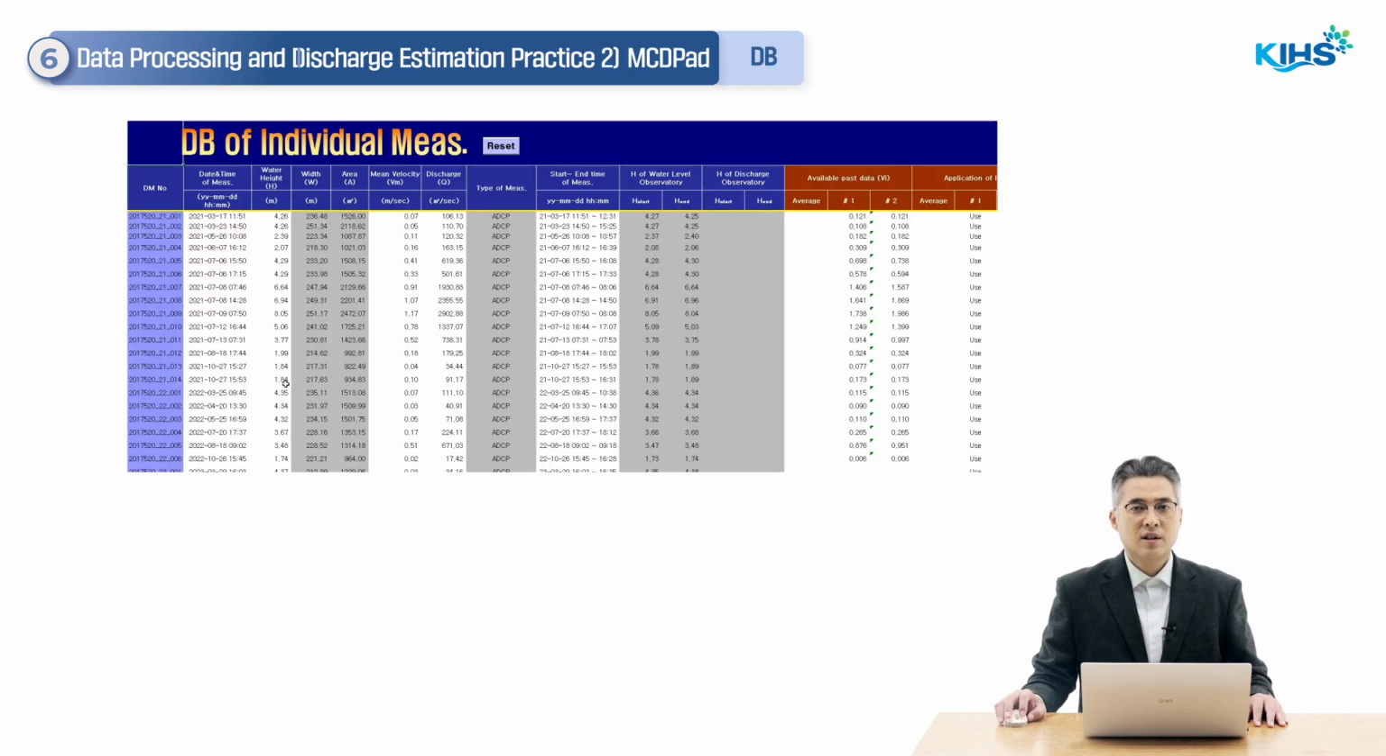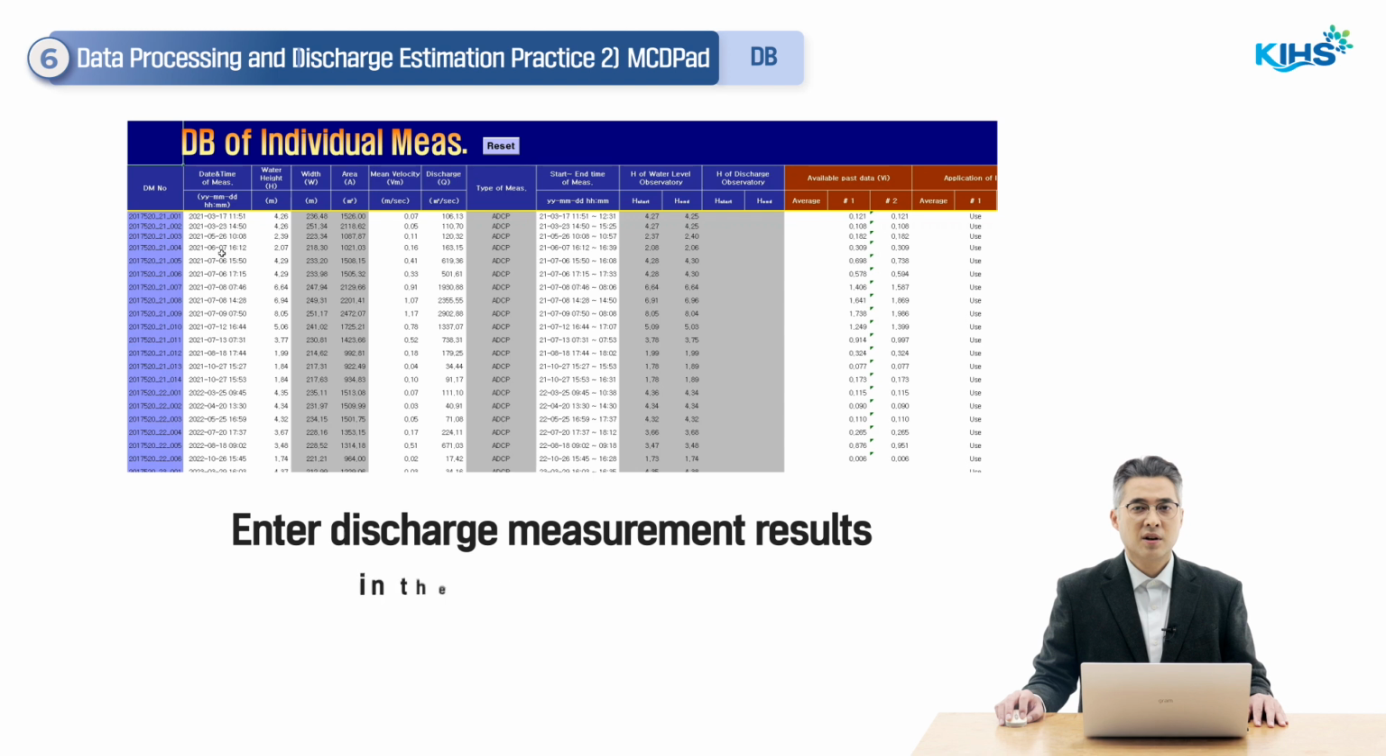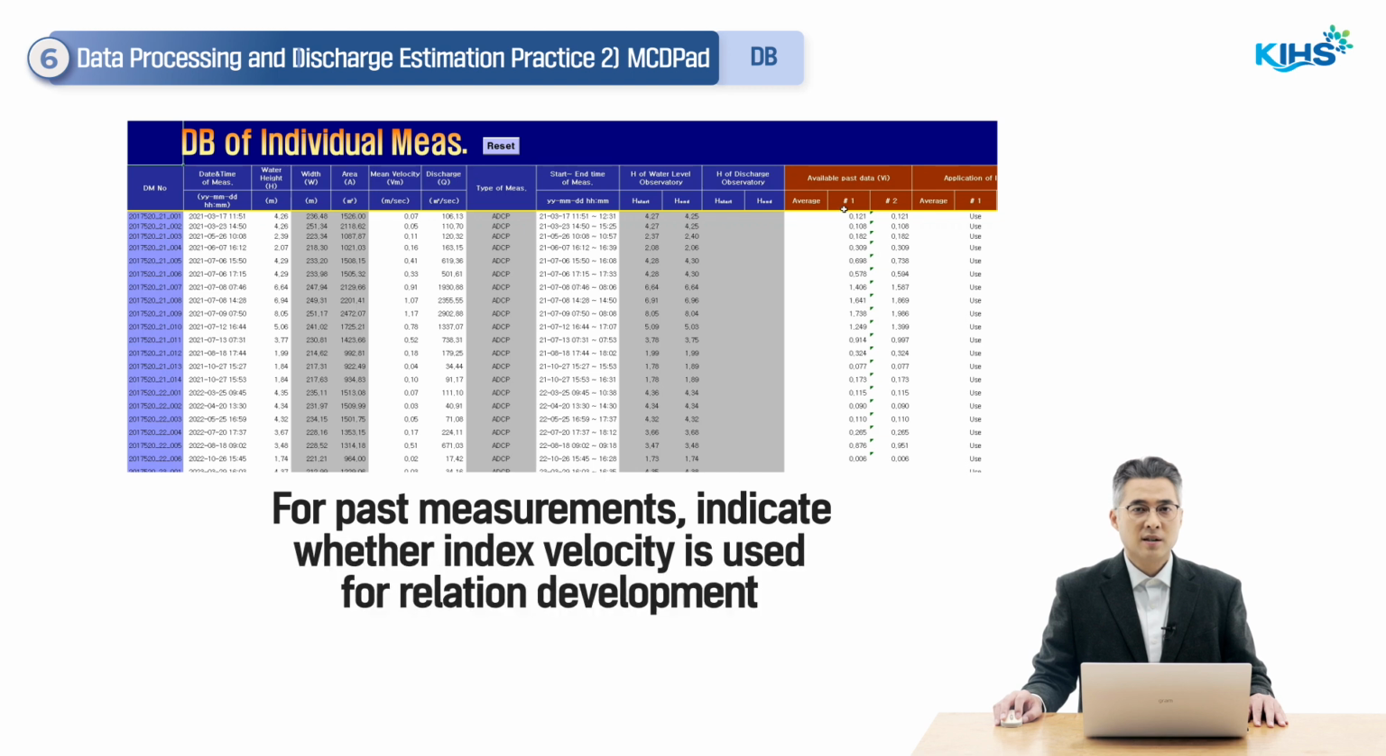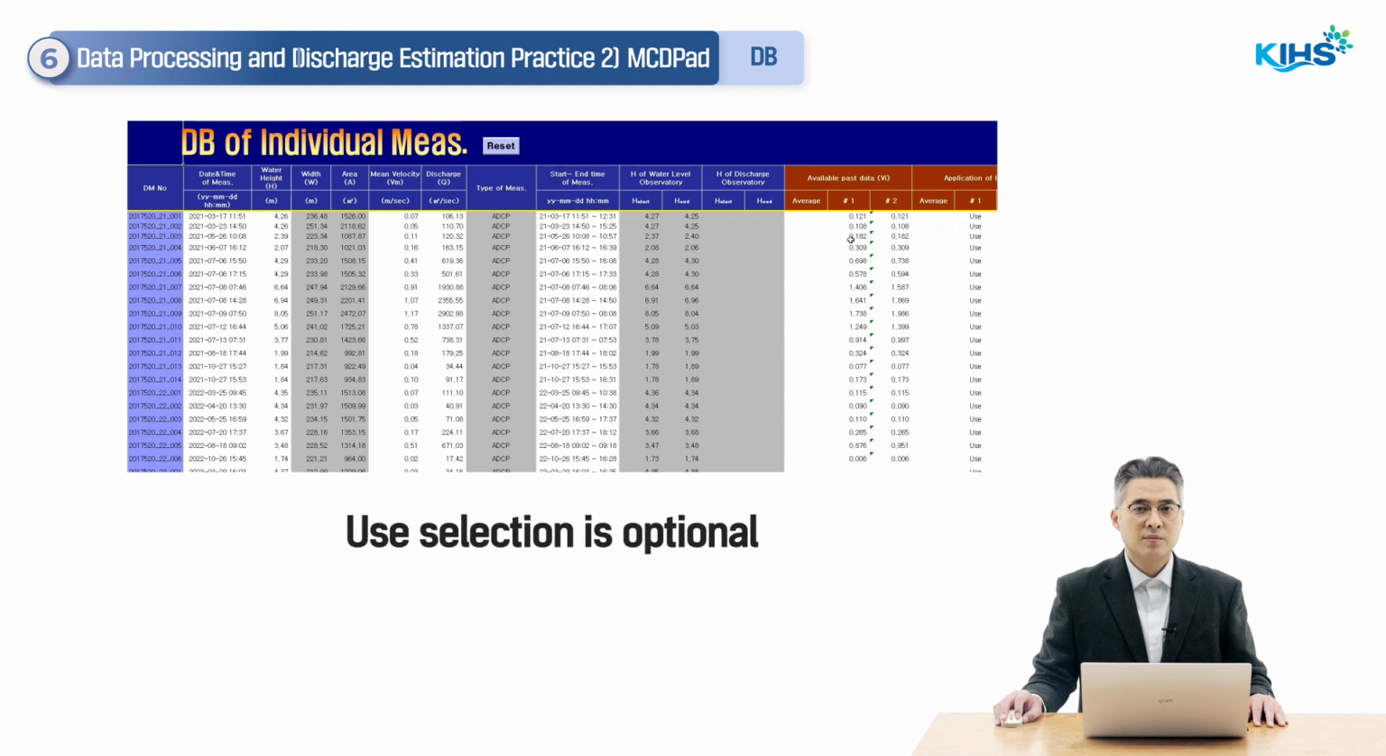The DB sheet is where measured discharge data are entered. Please input the results according to the DB format. The red section on the right indicates whether past measurements are used to develop the index velocity relation. Note that selecting whether to use the data is optional, but index velocity values must be entered.